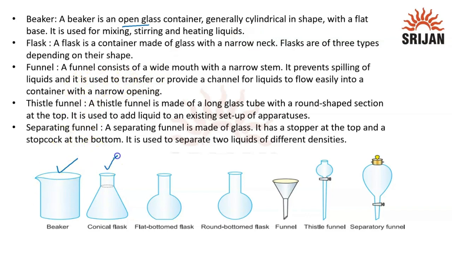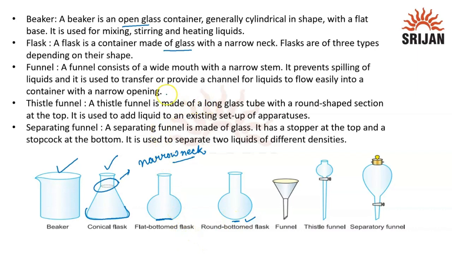Then we have the flask. A flask is again a container made up of glass, and it has a narrow neck. A flask can be of three types depending on shape. We have a conical flask. As we can see here, it has a shape like that of a cone. Then the flat bottom flask, whose bottom is flat. Then we have a round bottom flask also, whose bottom is rounded.